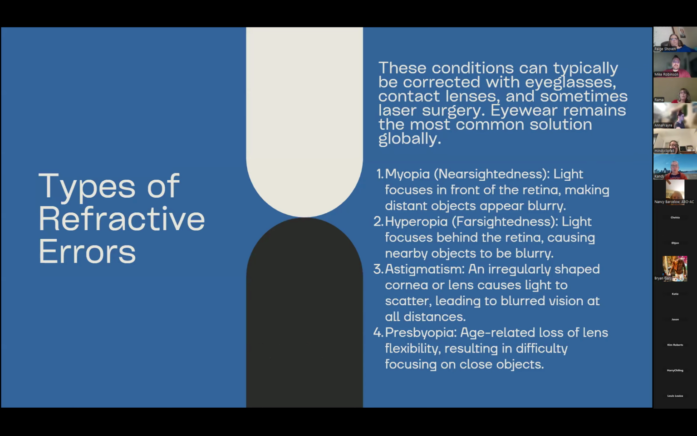There are four main types of refractive errors, usually corrected with glasses, contact lenses, or laser surgery. They are myopia, nearsightedness; hyperopia, farsightedness; astigmatism, and there are several different types of astigmatism, though I didn't get into all of those; and presbyopia, which is the loss of flexibility, resulting in focusing on close objects being a little more difficult.